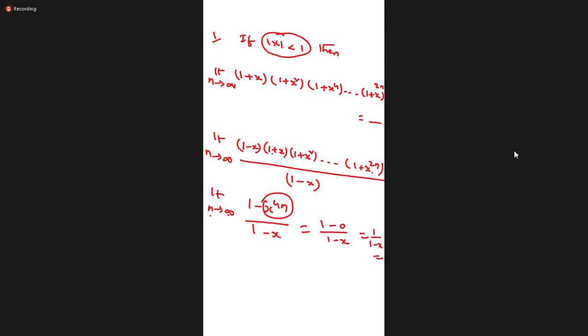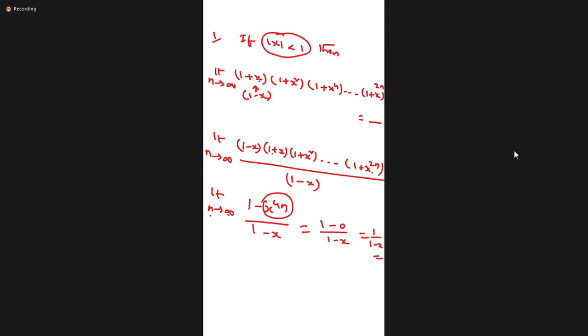See here, if you multiply 1 minus x into this, tell me what you will get. 1 minus x square. Again multiply that into 1 plus x square, you get 1 minus x power 4. Again multiply by 1 plus x power 4, you get 1 minus x power 8. Like that it continues. So at last you will get 1 minus x power 2n, and 1 plus x power 2n is anyway there. So finally you will get 1 minus x power 4n.